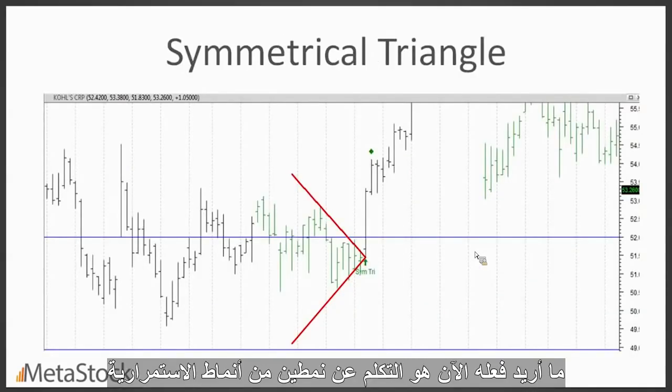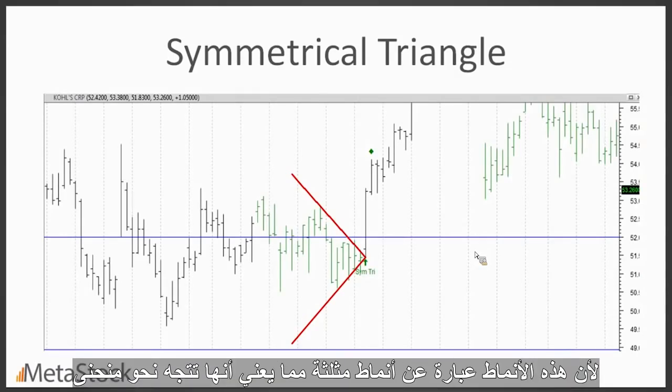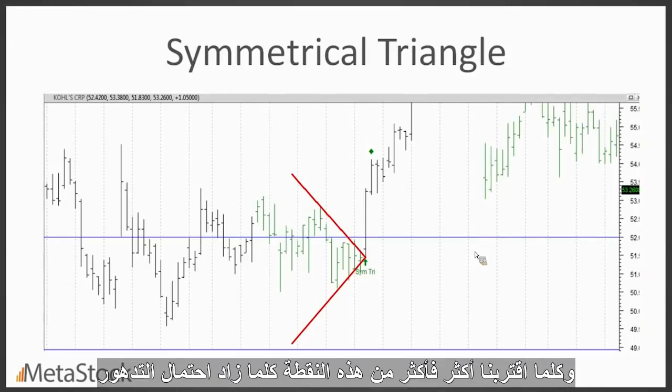Now, what I want to do is get into a couple of the continuation patterns. The continuation patterns are very, very important because they are triangular patterns, which means they are heading towards a point. And the closer and closer we get to this point, the more likely we are of a breakout.